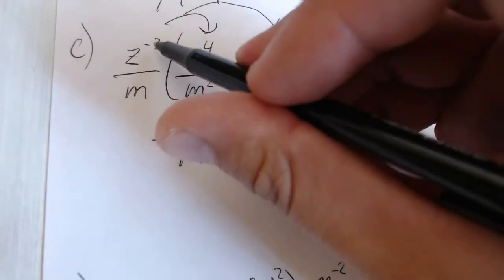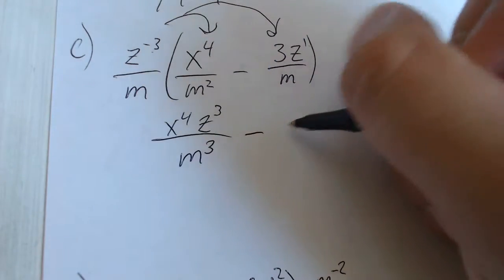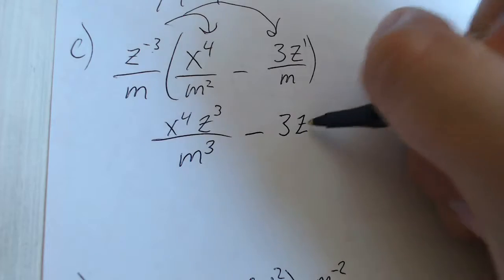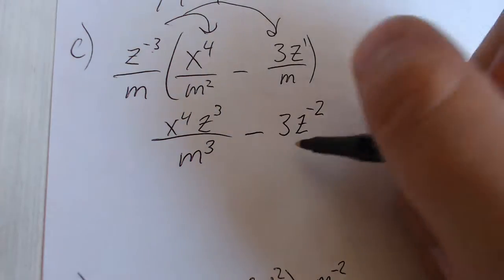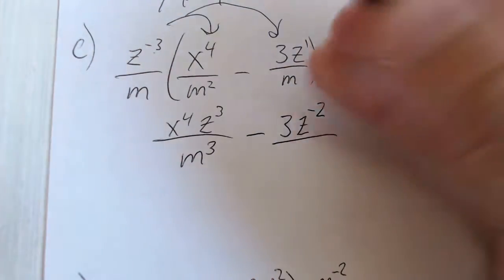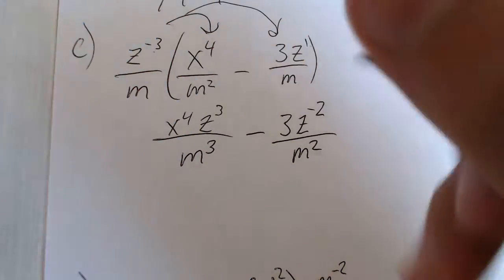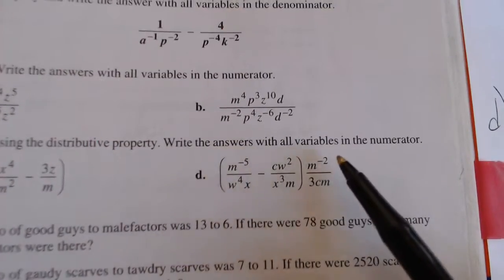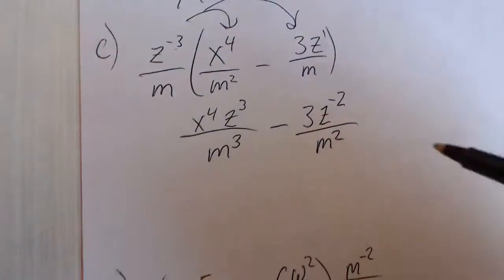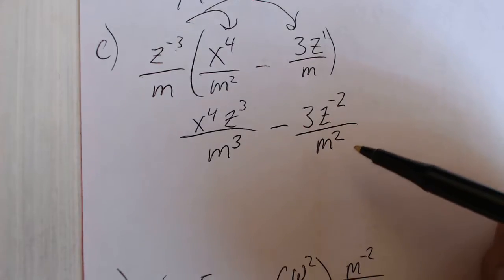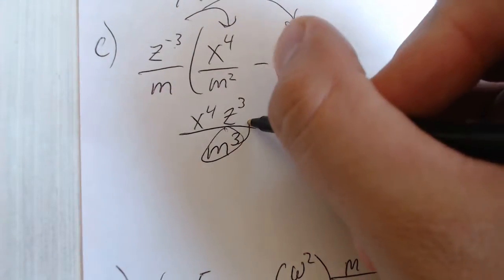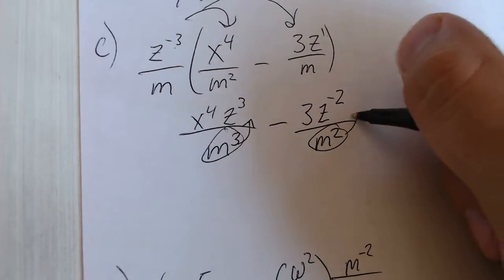So when we combine these, we add the exponents. So then we get 3 z to the power of -2. And then on the bottom, we just get m squared. Now again, the directions tell us to write the answer with all variables in the numerator. So this m cubed and this m squared are in the wrong spot. So I'll move them both to the top and make them negative.